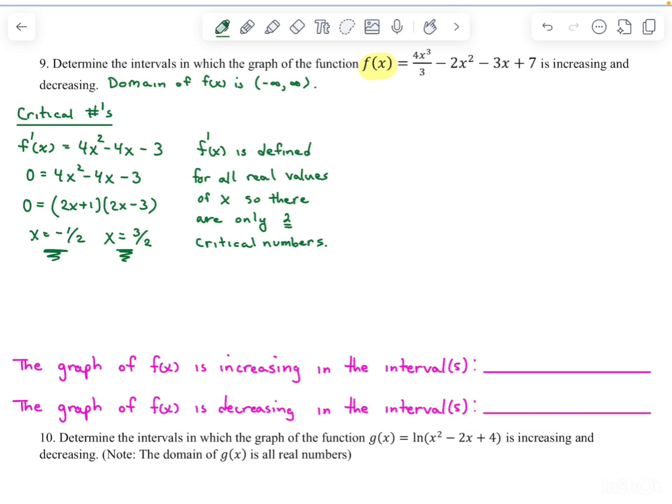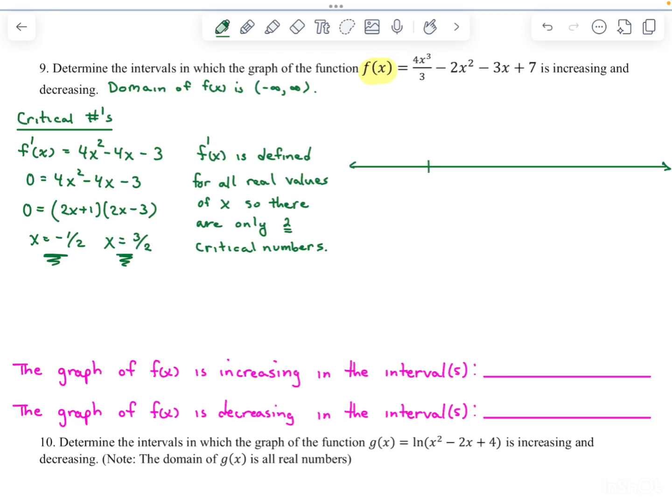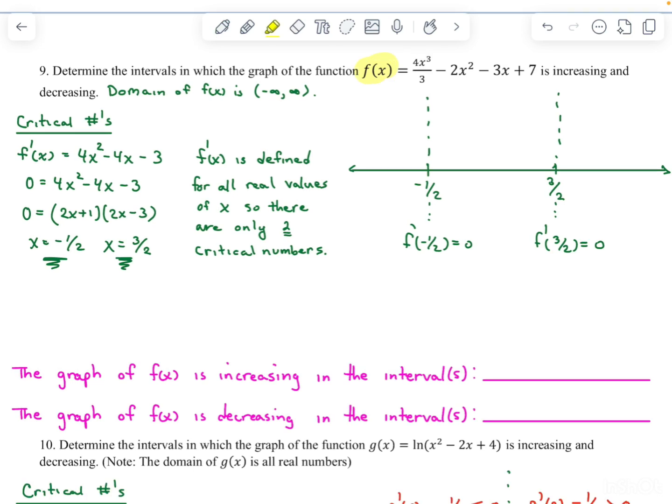Now to determine the intervals in which the graph of the function is increasing, I'm going to create a number line. And on this number line, I'm going to place the two critical numbers, because at these two critical numbers, the derivative is equal to 0. So now we have three intervals. And what we're going to do is pick a number in each interval and substitute it into the derivative. If the derivative is positive, then the graph is increasing in the interval. If the derivative is negative, then the graph is decreasing in the interval.